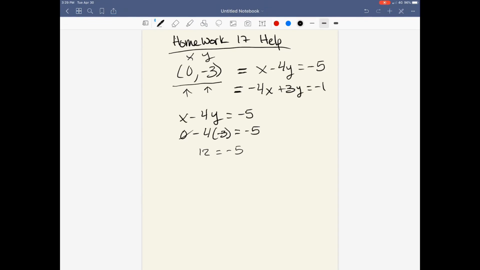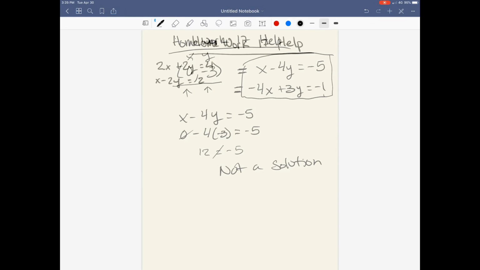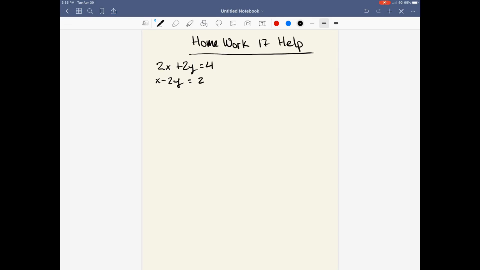Okay, already I can tell that 12 is not equal to -5. So that means that (0, -3) is not a solution for the linear equation, or for the system of linear equations that they give us. Cool. Alright, so for the next set of questions in homework 17, we have solving systems of equations by graphing.